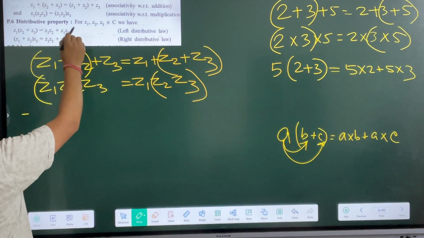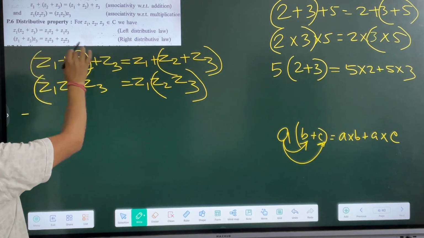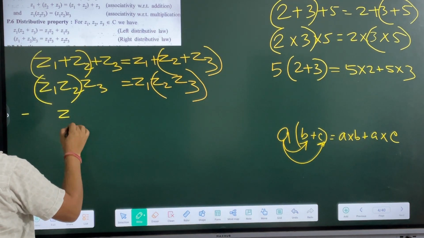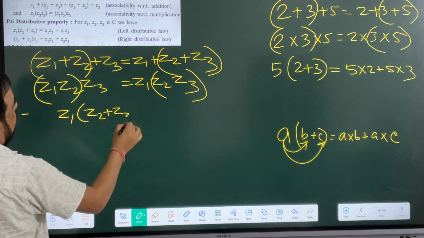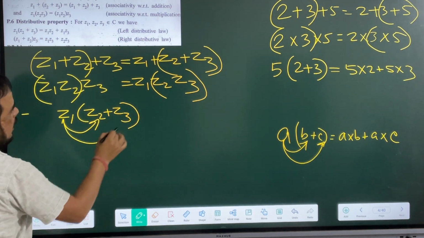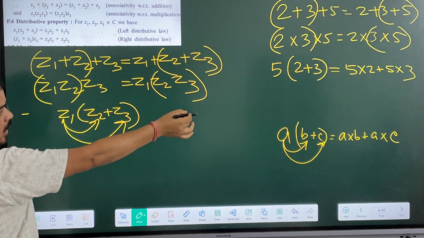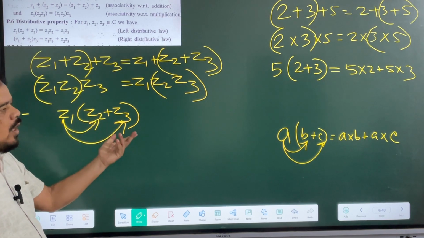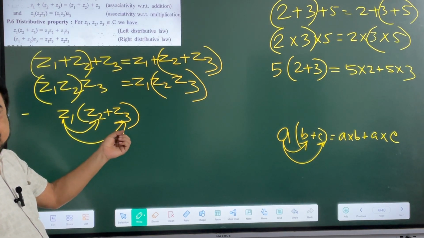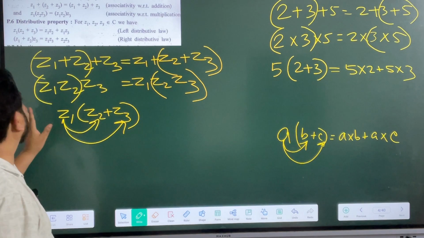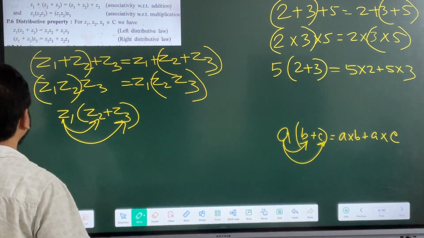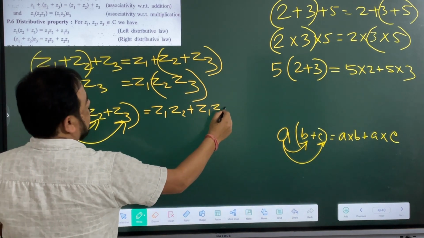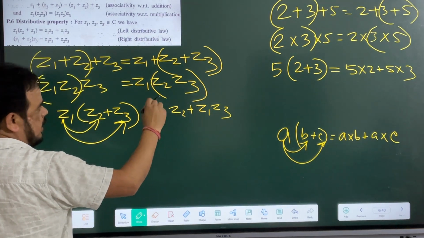So the same thing here also. The distributive property also holds for this one. Same thing: Z1, Z2, Z3. Z1 into Z2 plus Z3, like this one only. This one you know already, you got it in general maths. So the same thing you have to apply here. There is nothing new for you. So here also, Z1 Z2 plus Z1 Z3. So, distribution.